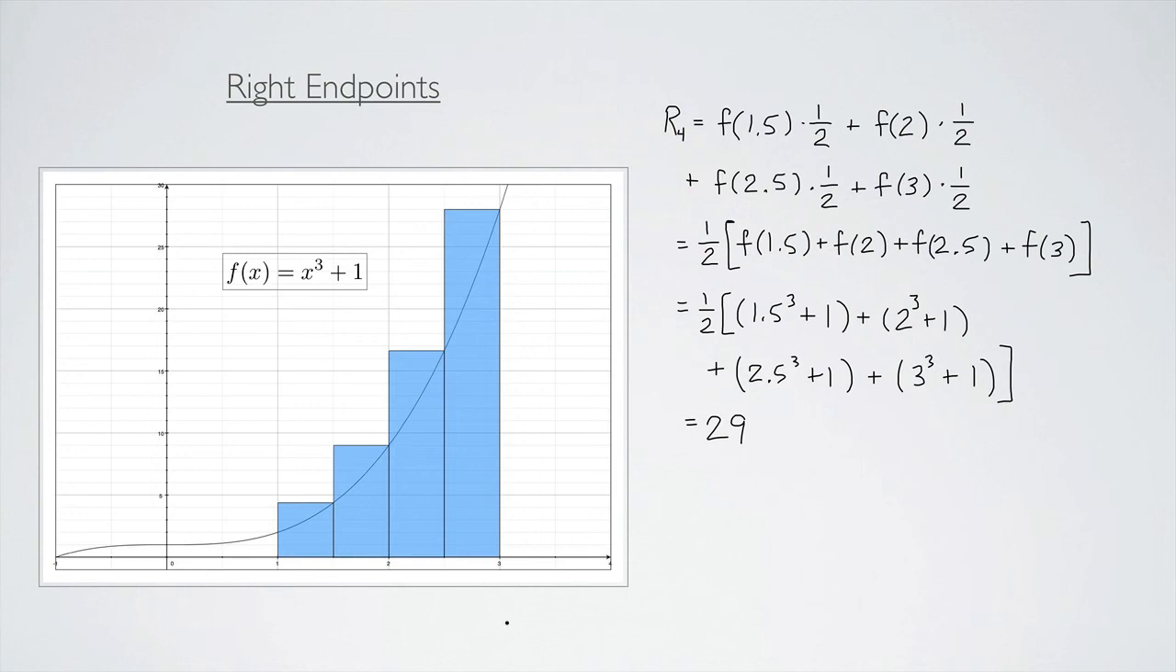So again, we can ask, is this an overestimate or an underestimate? And this time we're getting some extra area. These little bits here we don't want. That's more than we need. So in this case, we have an overestimate.